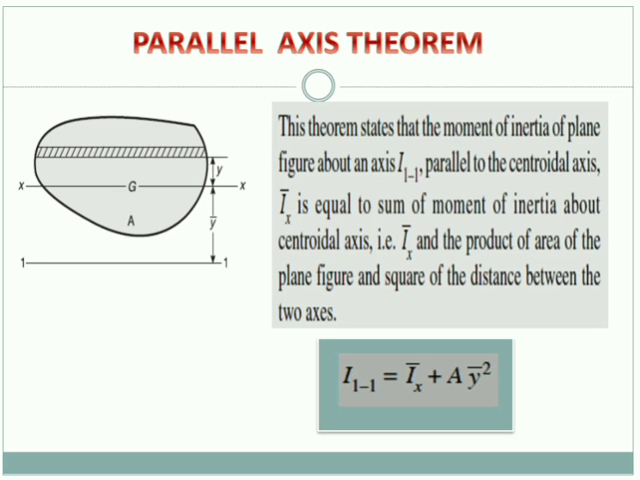So now what we have to prove is I11 is equal to Ix plus A y bar square, where I11 is the moment of inertia about axis 1 1, Ix is the moment of inertia about the centroidal axis, A is the total area, and y bar is the distance between the centroidal axis and axis 1 1. So for analysis, again we'll consider a small strip which lies at a distance y from the centroidal axis. We have taken an elemental strip which is at a distance y from the centroidal axis.